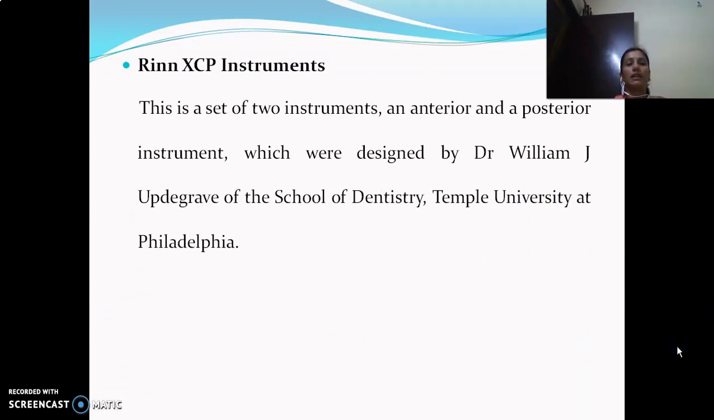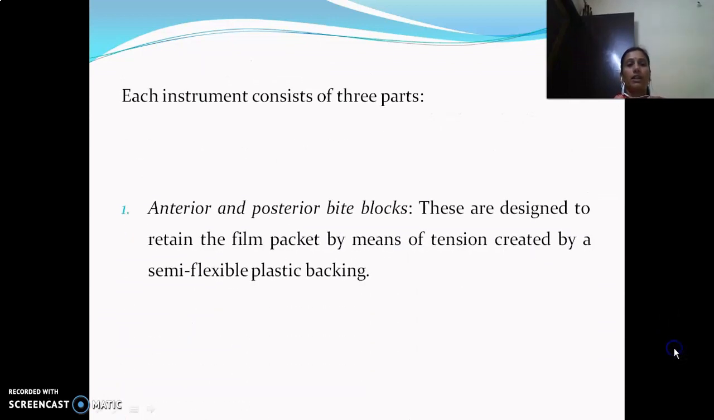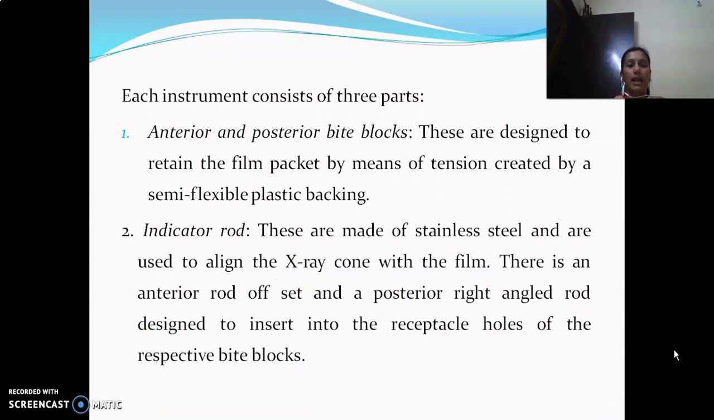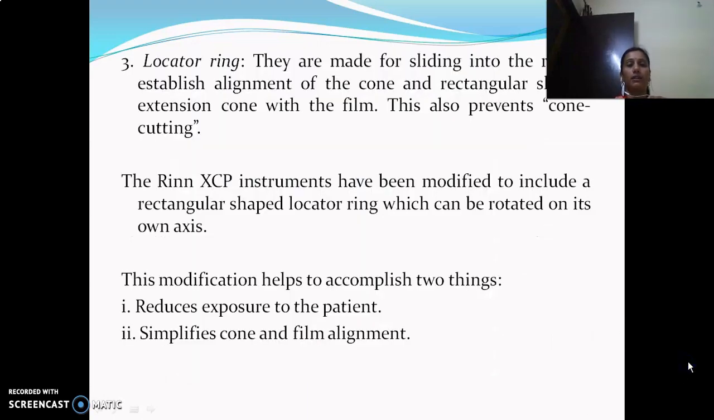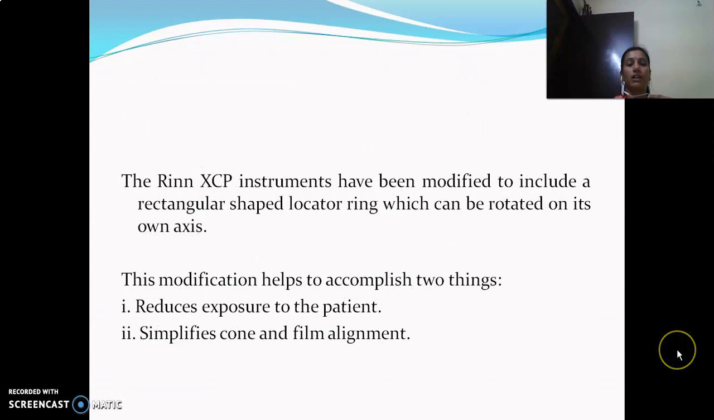The RIN XCP has 2 instruments, one for anterior and the other for posterior, and it was designed by Dr. William J. Each instrument contains 3 parts: the anterior and posterior bite blocks, second is the indicator rod, and the third is the locator ring. This RIN XCP instrument has been modified to include a rectangular shaped locator ring that can be rotated on its own axis. This modification helps to reduce the exposure to the patient and simplifies the cone and film alignment.